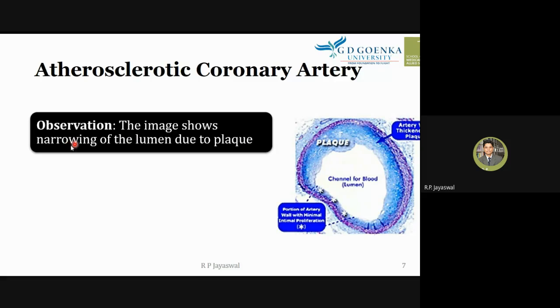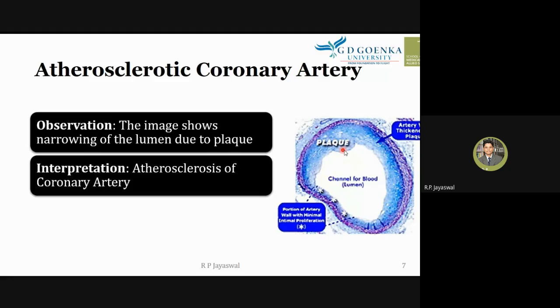So in our observation, we can write that the image shows narrowing of the lumen, and this is mainly because of the plaque formation, right? And what is the interpretation we can make now? The interpretation is atherosclerosis of the coronary artery. You can write that here because you can see the plaque clearly. So we can say that there is atherosclerosis of the coronary artery, because this artery is a coronary artery, right?